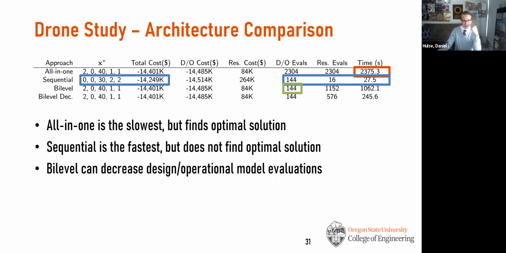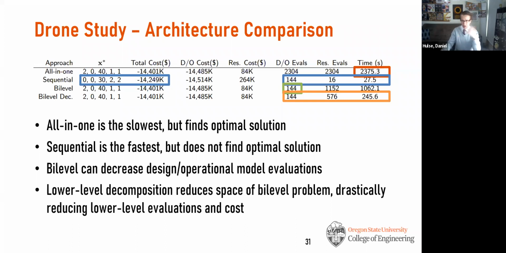And then additionally, we have this bi-level approach. It can decrease design and operational model evaluations, but it doesn't have quite as big of an effect on computational costs. However, when we use this lower level decomposition of the resilience model, which reduces the space of the problem, we get a much lower computational cost because of the fewer evaluations and the lower dimensionality.